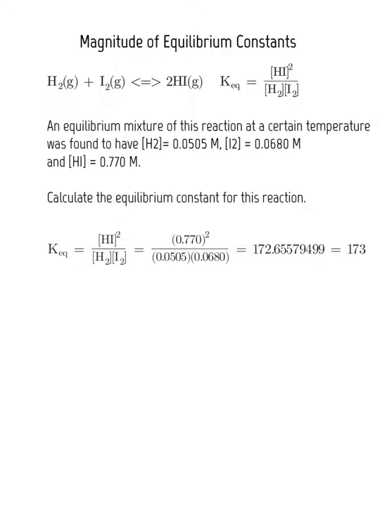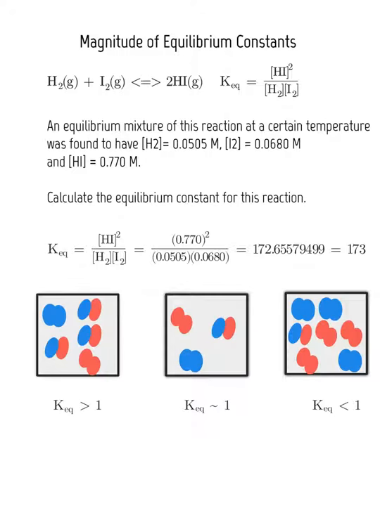Now we have 3 different scenarios, and you can try to figure out what those scenarios are going to be. In the scenario we just looked at, we have more of the products, so our K equilibrium was greater than 1. Notice here we have 3 moles of HI, and we have only 1 mole each of hydrogen and iodine. So we have more moles of products than reactants, so our numerator is going to be much greater than our denominator.